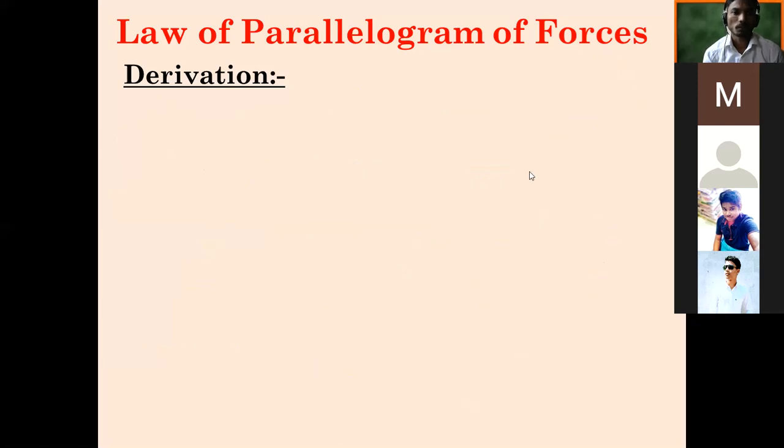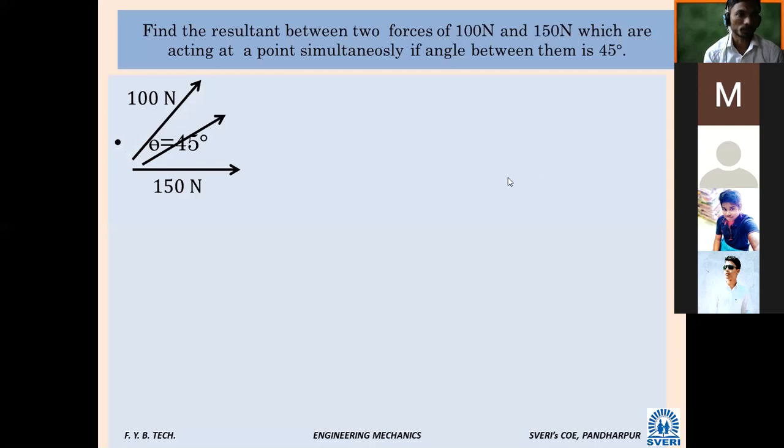First problem for this, note down this now. Very simple problem. Find the resultant between two forces of 100 Newton and 150 Newton, which are acting at a point simultaneously, if the angle between them is 45 degree.